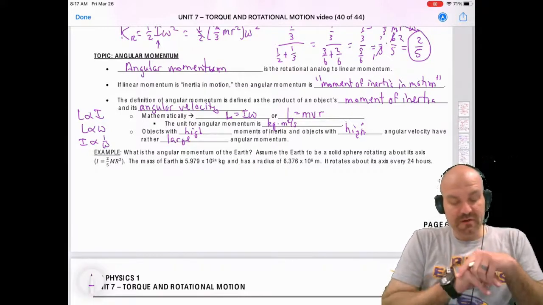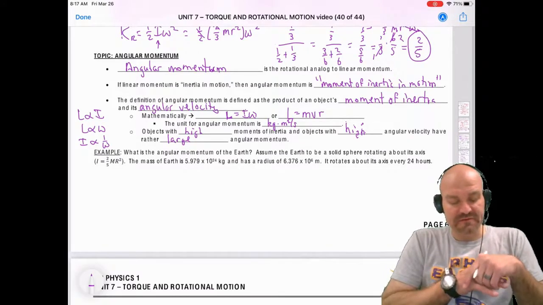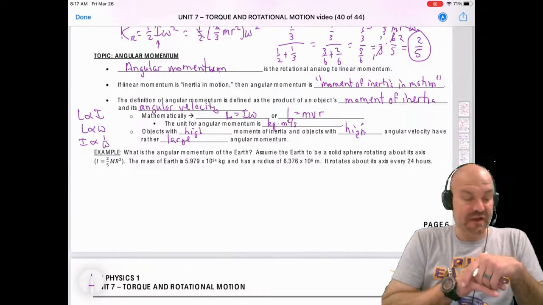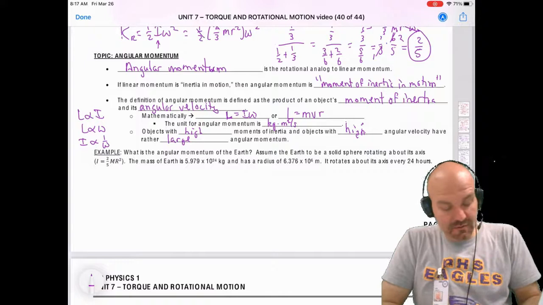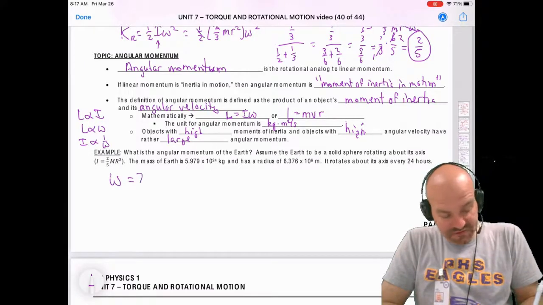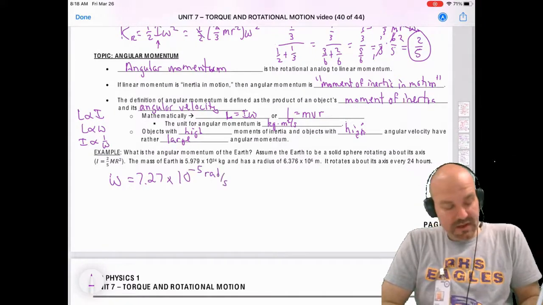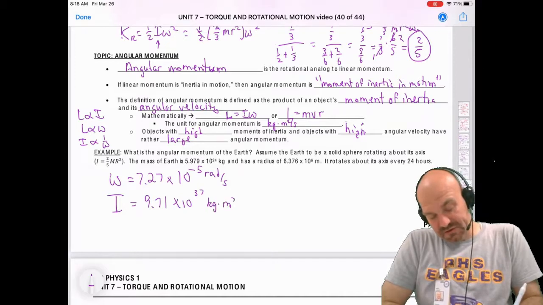It says, what is the angular momentum of Earth? Assume the Earth to be a solid sphere rotating about its axis, for which I is 2/5 mr squared. The mass of the Earth is 5.79 times 10 to the 24th kilograms, it has a radius of 6.376 times 10 to the 6th meters, and it rotates about its axis every 24 hours. Well, we already have these numbers. We did this in the previous video. We found that the omega for Earth was 7.27 times 10 to the negative fifth radians per second, and that its moment of inertia was 9.71 times 10 to the 37th kilograms times meters squared.